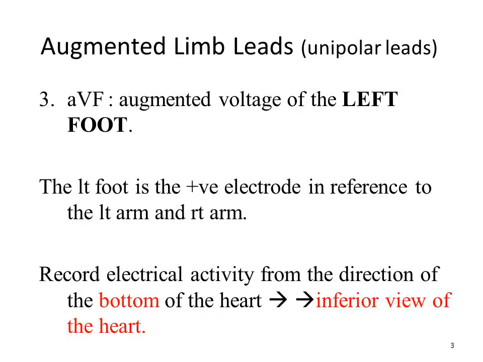AVF, F for inferior. Augmented voltage of left foot. The left foot is the positive electrode in reference to the left arm and right arm, and it records the electrical activity from the direction of the bottom of the heart. It provides us with a picture of the inferior wall of the heart, or the inferior view of the heart.